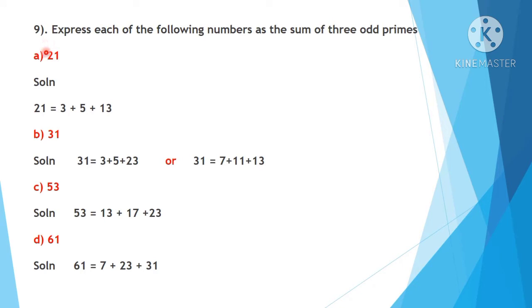Next question. Express each of the following numbers as the sum of 3 odd primes. One more time I will read the question. Express each of the following numbers as the sum of 3 odd primes. 3 odd primes, this you have to keep in mind. So here the first question is 21. You want to write the sum. When you add 3 numbers, you want to get the answer 21. But what is the condition given? The 3 numbers should be odd numbers and also prime numbers.